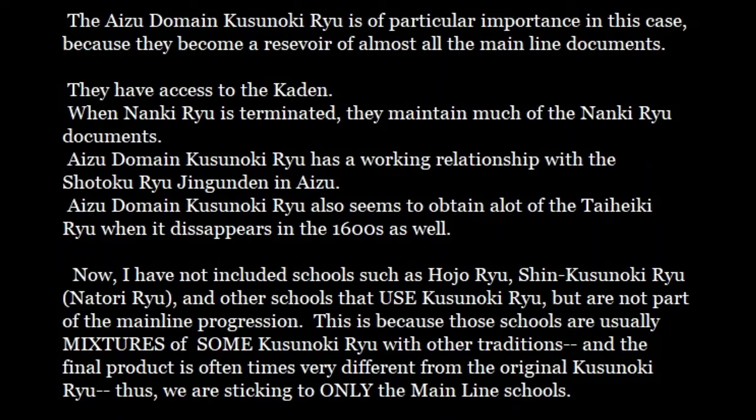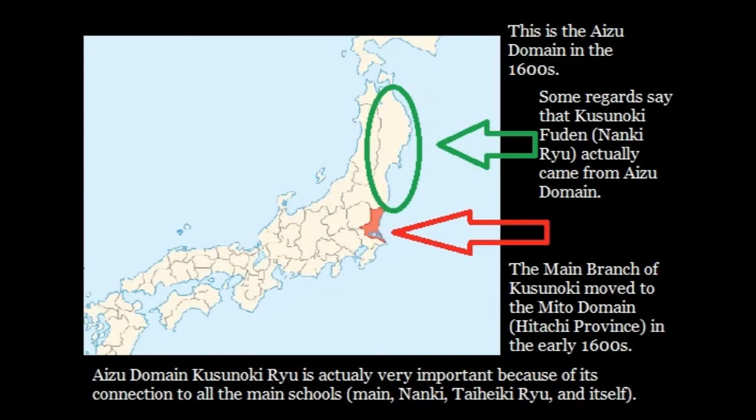We will, in video 3, look at some compare and contrast, but when we're talking about Kusunoki Ryu Shinobi, we're sticking to the mainline schools. Now, if you look at your screen, you're going to see a very basic map of Japan, pulled from Wikipedia. You'll see there's a green area and then a red area. So that green area, that's the Izu domain in the 1600s.